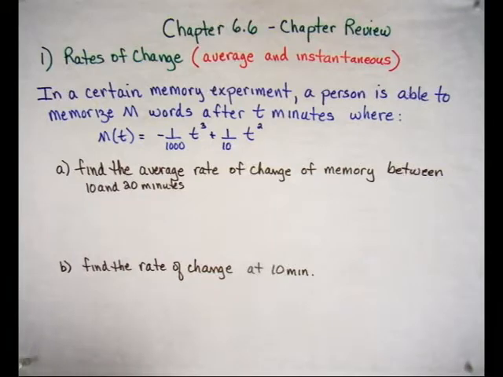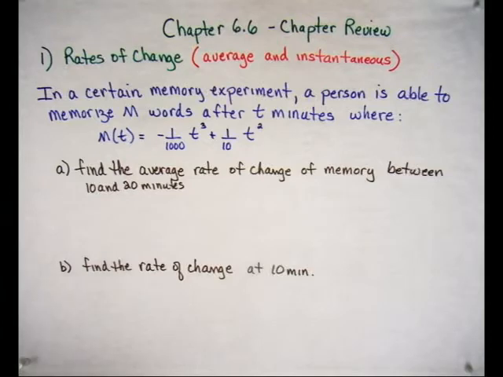So the first thing we did in Chapter 6 was we looked at the idea of slope as a rate of change. We looked at average rate of change and instantaneous rate of change. If you recall, the average rate of change is the slope of the secant line, whereas the instantaneous rate of change is the slope of the tangent line, or the derivative. So what you're going to have to do on your exam will be a question like this one here, where you have to show me that you understand the concept of rate of change, average and instantaneous.